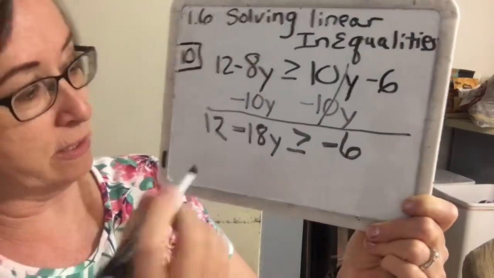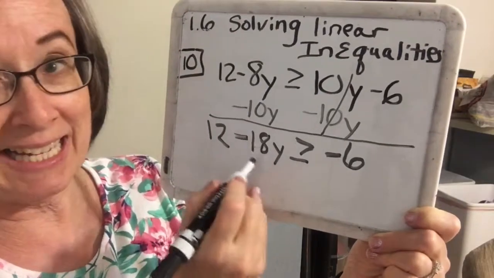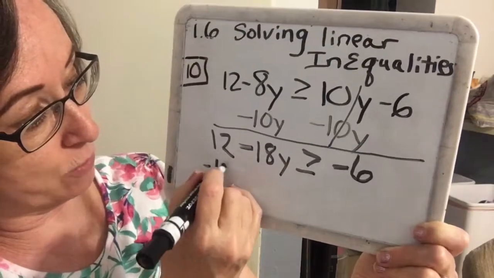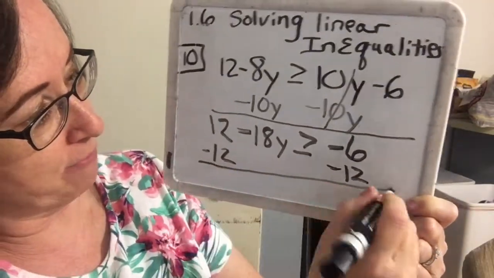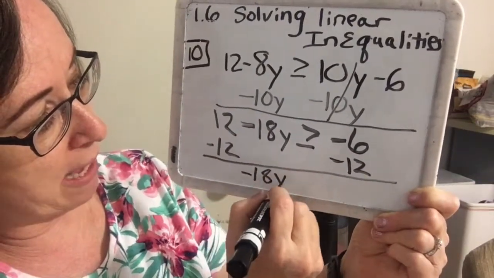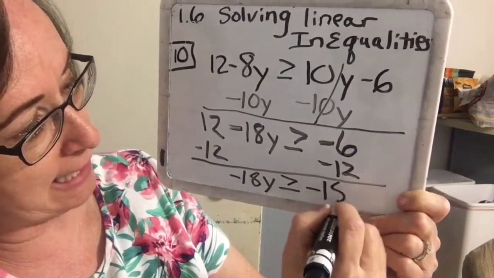So we're getting close. We're going to take away the 12 from both sides because I want to isolate that variable term. And then minus 12 and minus 12. Okay, so that's going to give me down here a negative 18y greater than or equal to a negative 18.